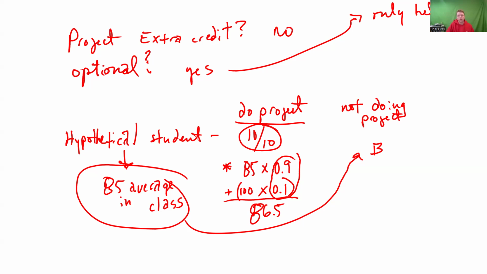Great question. Are we going to lose points if we don't choose to do it? If you elect to not do it? Well, no, because if you're the student who rolls in with an 85 and you elect to not do the project, your grade is going to stay at an 85.